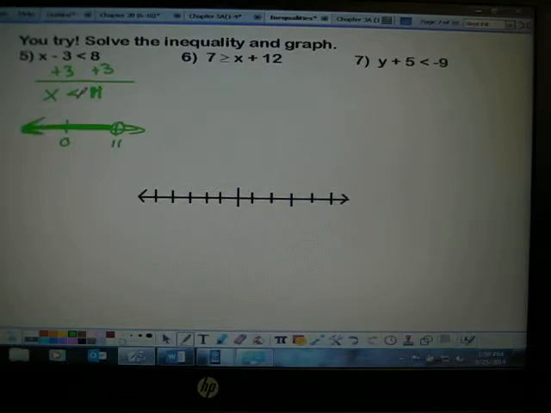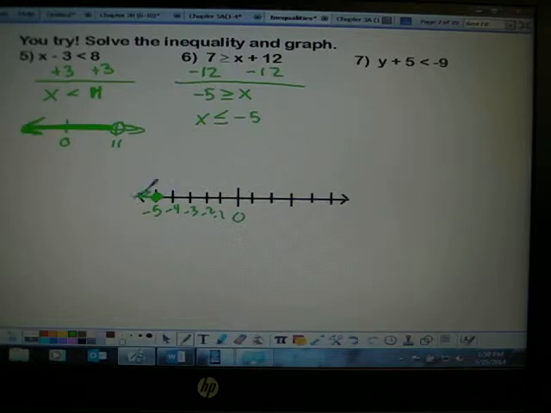Here we have plus 12, so I'm going to subtract 12 from both sides. 7 minus 12, we get negative 5, is greater than or equal to x. Hopefully you remember, we need our letter on the left. So we're going to switch those sides, and when we switch those sides, we switch the sign. And 1, 2, 3, 4, and 5. This would be a closed circle at negative 5. And all the numbers less than would be in this direction here to the left.